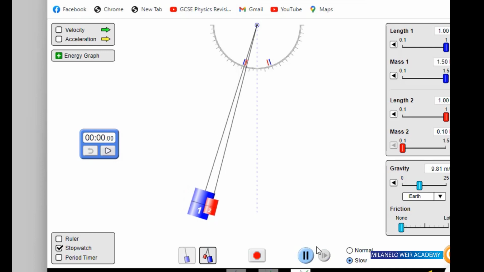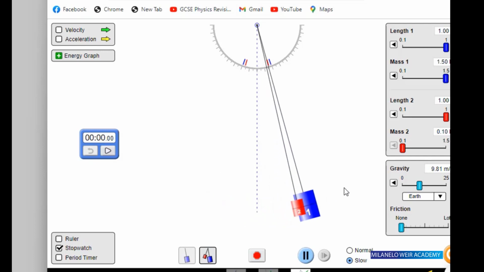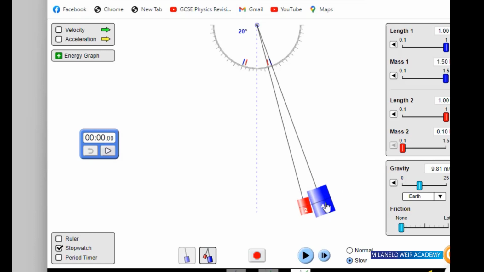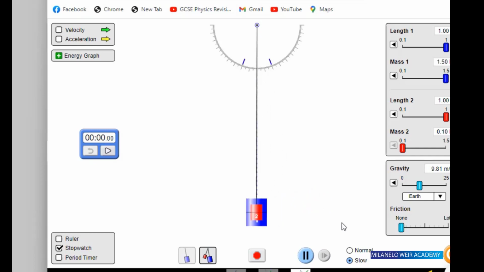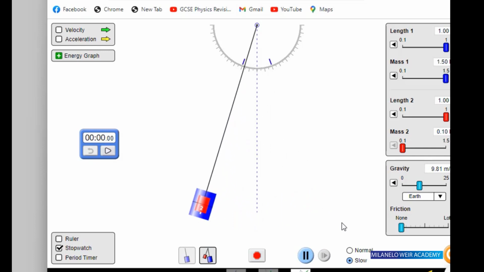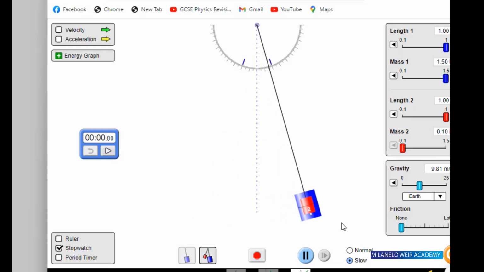Let me start it. As you can see, they are swinging. So they have to start at the same time. Remember, at an angle of 20, at the same time. Now let's let them swing. Start. They are swinging at the same time. No bulb is in front, no bulb is behind. So what can we say?